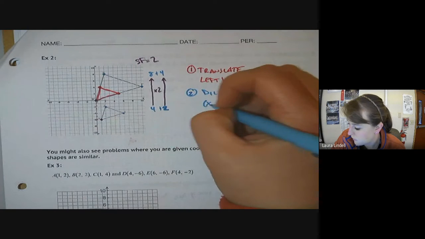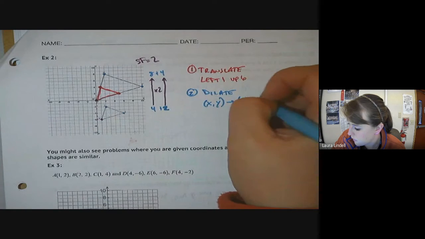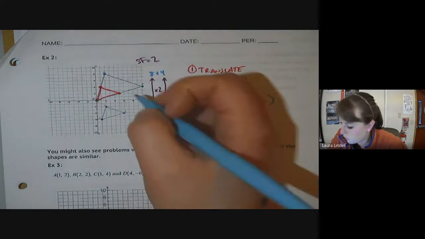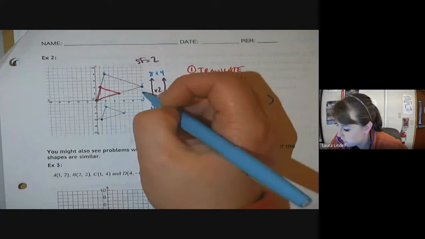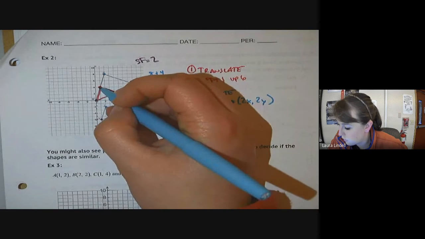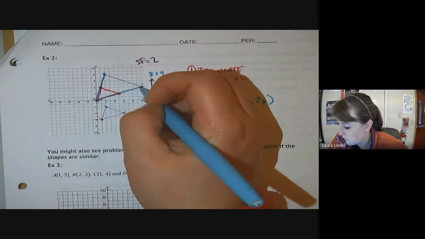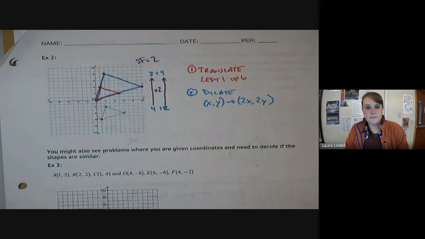And it's going to be with a scale factor of 2 again about the origin. So this coordinate, instead of 5, 2, becomes 10, 4. This one, instead of 1, 4, becomes 2, 8. And we've arrived at the larger triangle. All right. So those are one kind of problem that you might end up with.